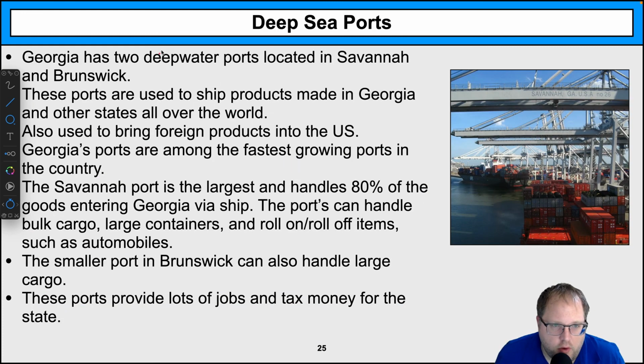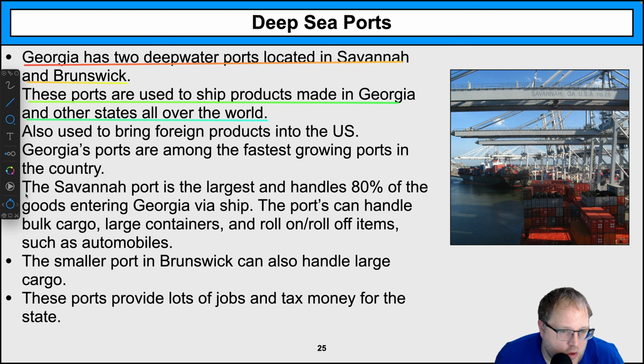Deep sea ports. Georgia has 2 deep water ports located in the cities of Savannah and Brunswick. These ports allow businesses in Georgia to sell their goods all over the world. It also allows Georgia to import goods from all over the world. This opens up new markets to Georgia companies and brings in billions of dollars in tax money when goods are brought into the country through this Georgia port.